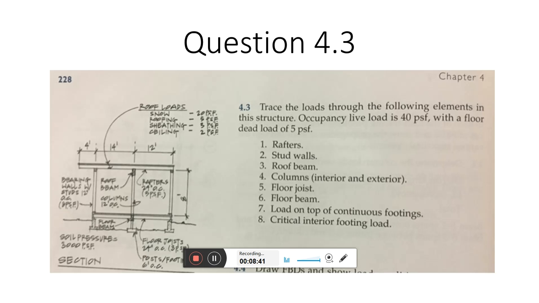So question 4.3 is tracing loads. Trace the loads through the following elements in this structure. Occupancy live load is 40 pounds per square foot with a floor dead load of 5 pounds per square foot. And it wants you to trace through the rafters, stud walls, roof beam, columns, floor joist, floor beam, and the load on top of continuous footings, as well as the critical interior footing load, which is this interior footing that the columns sit on.